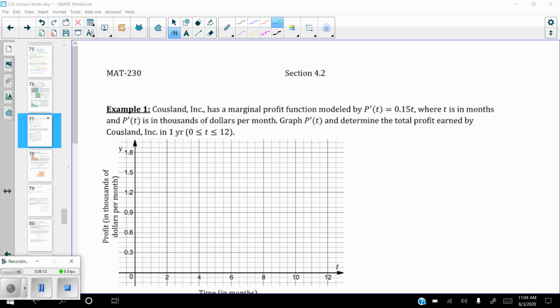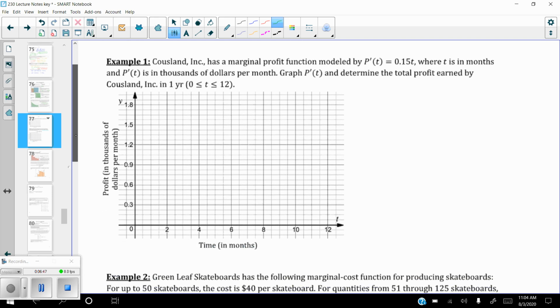Okay, let's take a look at example 1. In this specific example, we're actually not going to need to use rectangles, and you'll see why in a second. Example 1: Cowsland Incorporated has a marginal profit function modeled by P prime of t equals 0.15 t, where t is in months and P prime of t is in thousands of dollars per month. Graph P prime of t and determine the total profit earned by Cowsland Incorporated in 1 year, or basically 0 to 12 months. So let's go ahead and do what it says.